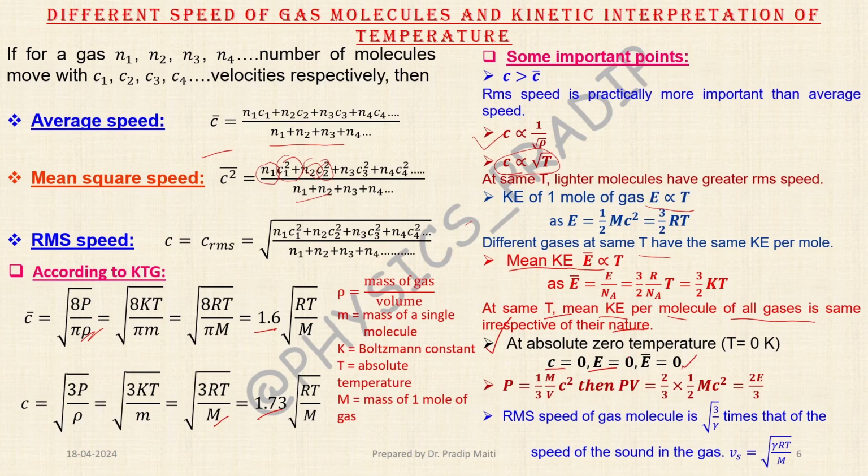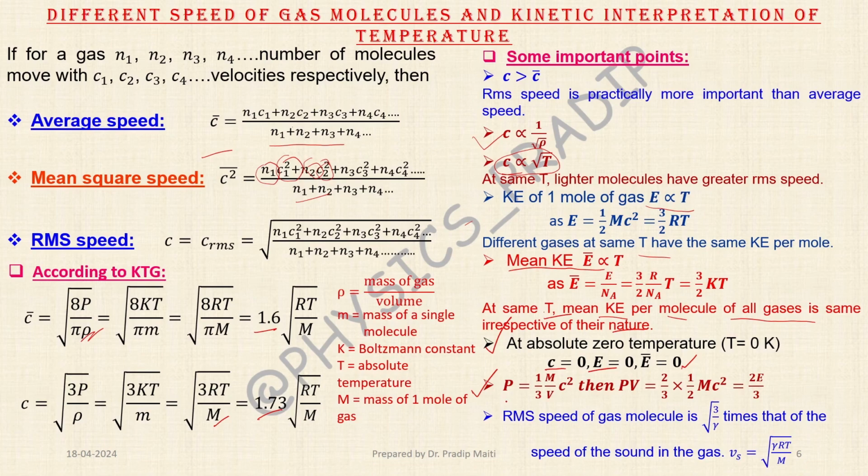So these are the kinetic interpretations of the temperature. So first of all, RMS velocity is directly proportional to root over T, T is the temperature. Kinetic energy is directly proportional to temperature. Mean kinetic energy is also proportional to temperature. And at absolute 0 temperature, RMS speed, total kinetic energy and mean kinetic energy are all 0.